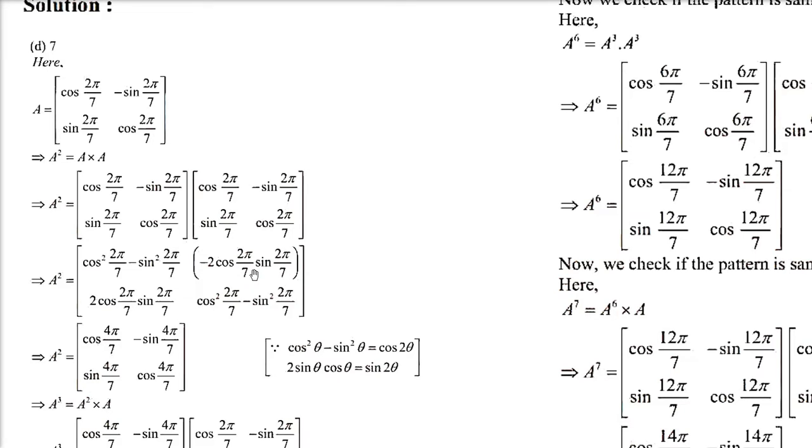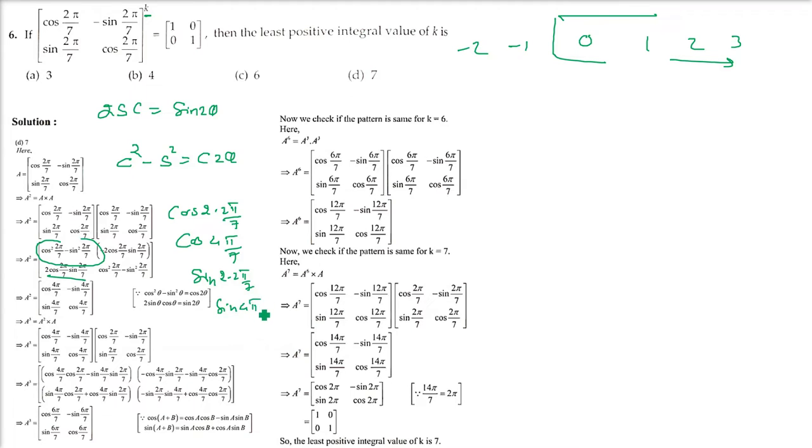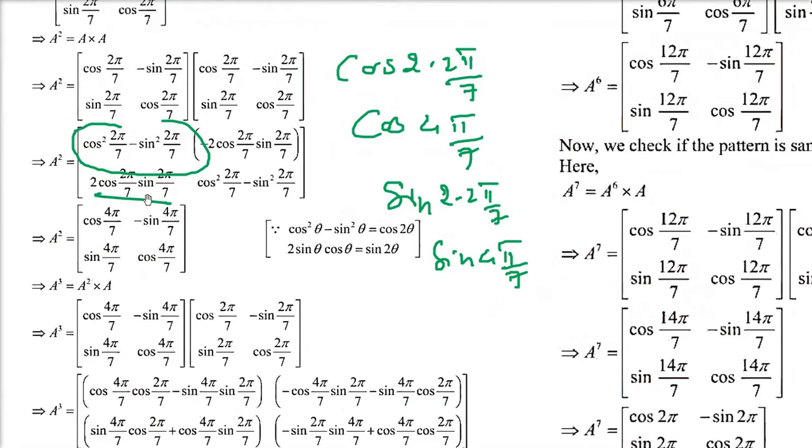Now what do you get here? You have to use the trigonometric equations, because cos square theta minus sin square theta is cos 2 theta. Cos 2 theta is what? Because theta is 2 pi by 7 here, it will be cos 2 into 2 pi by 7. That is going to be cos 4 pi by 7. So this is the catch. Everywhere you have to use this. And what about 2 sin theta cos theta? 2 sin theta cos theta is sin 2 theta. So sin into 2 pi by 7, so sin 4 pi by 7 will come. Please keep the sign like that, because sign will also come negative positive like that. But these are the equations you have to use.